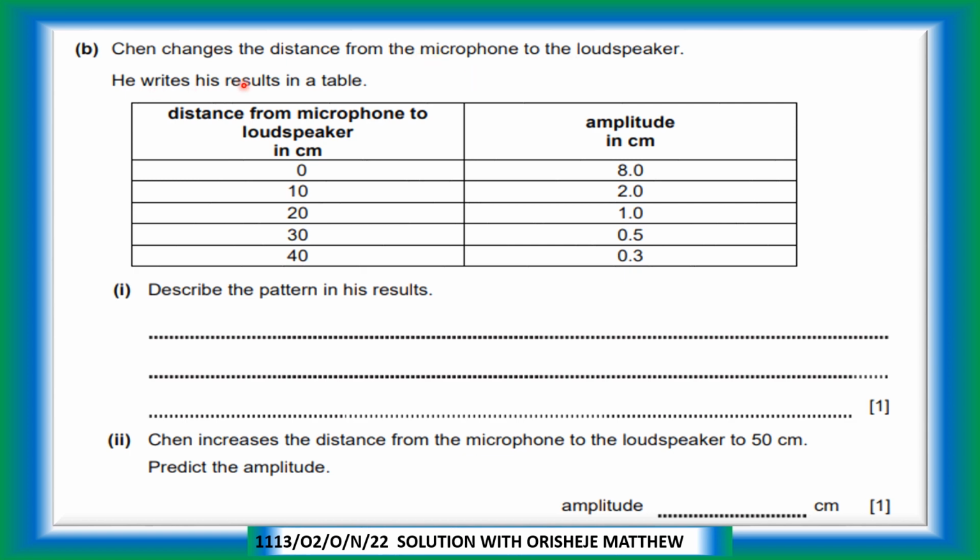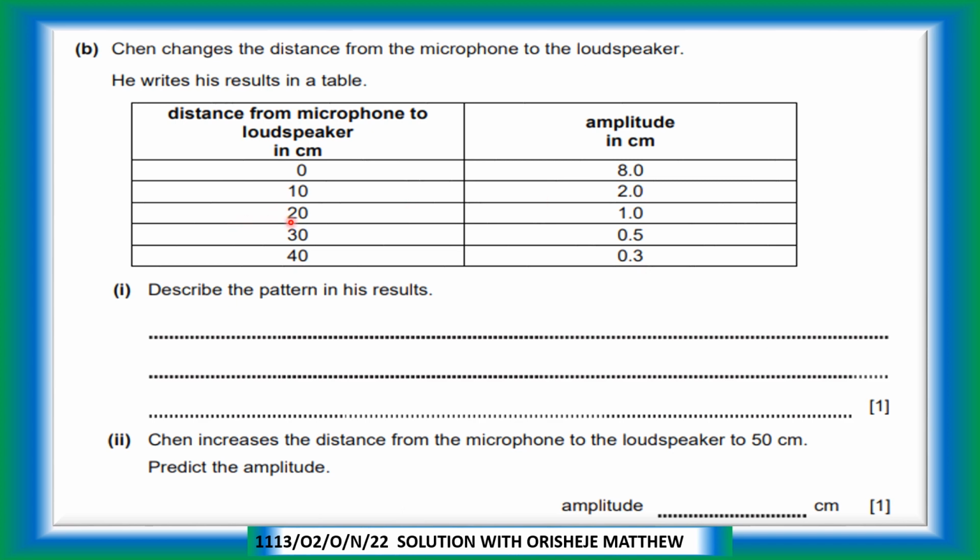He writes his results in a table. So this table shows the result that he obtained in the investigation. Distance from microphone to speaker: when it was 0, the amplitude recorded was 8 cm. Then he increased the distance to 10 cm. The amplitude reduced to 2 cm.